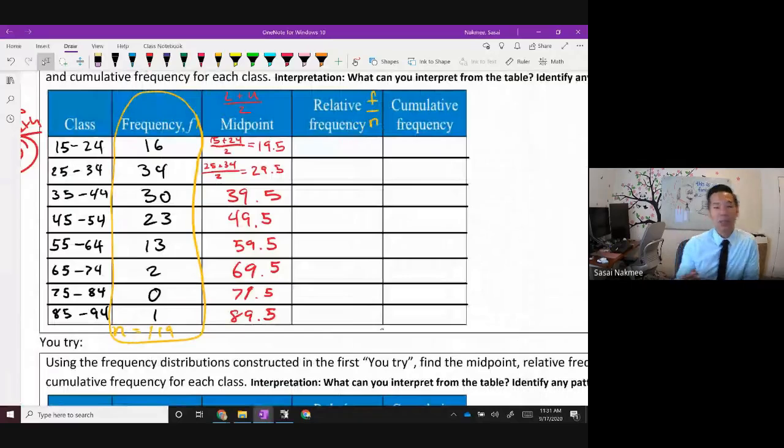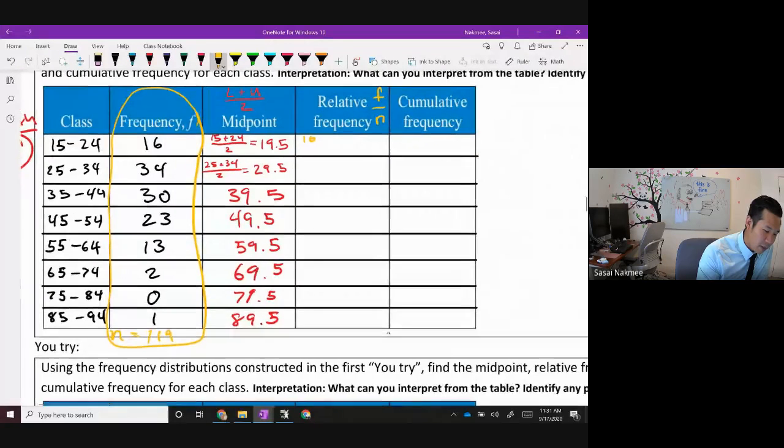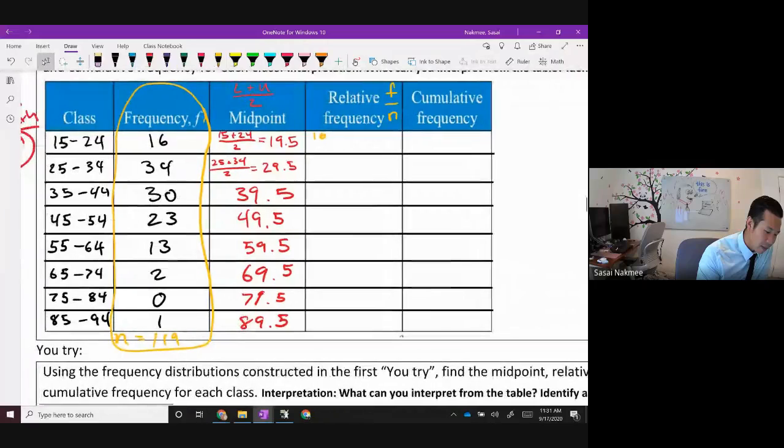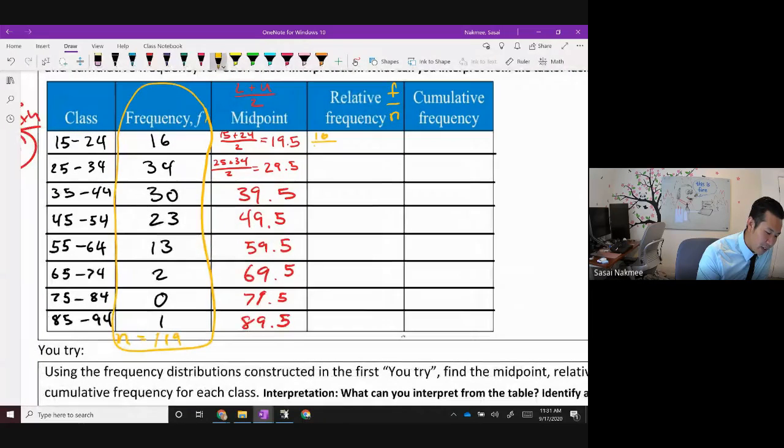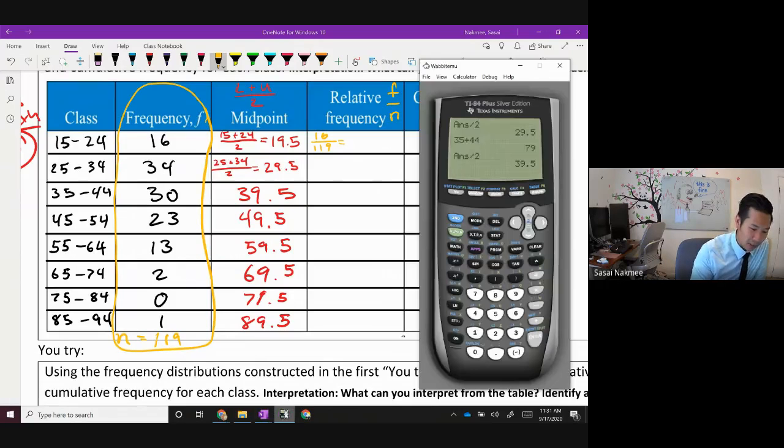All right. So I know that I need to divide by 119. That's a monstrosity of a number, and lucky for us, we can just use our calculators. So check this out. The frequency for this class is 16, and I'm going to divide that by 119 because we found that earlier. Just plug it into the calculator. 16 divided by 119.